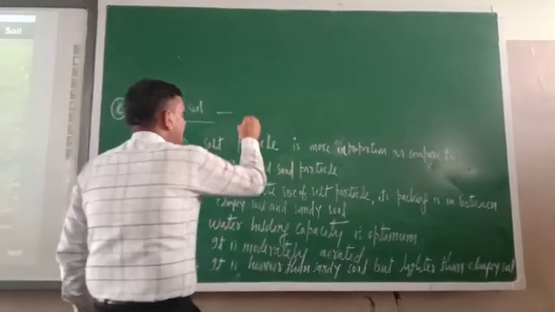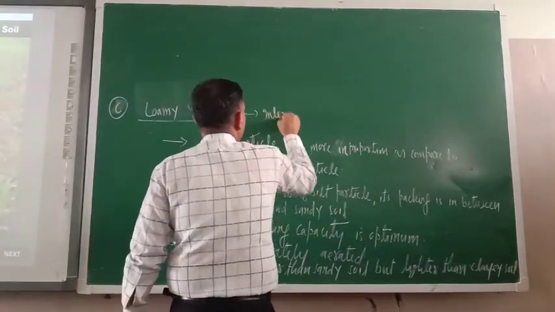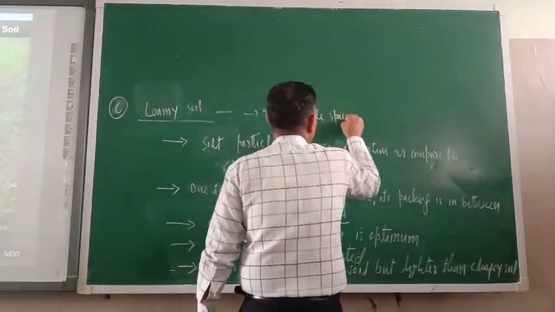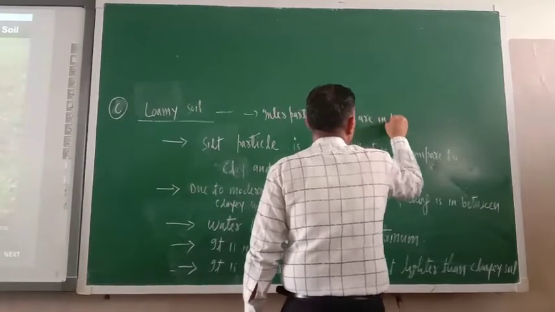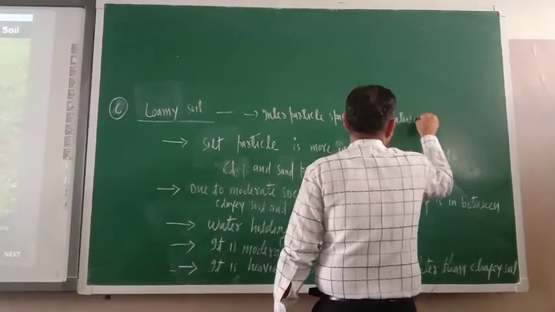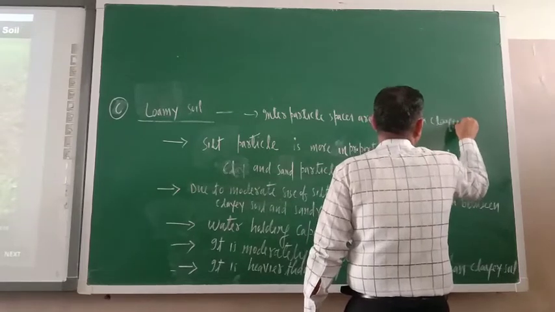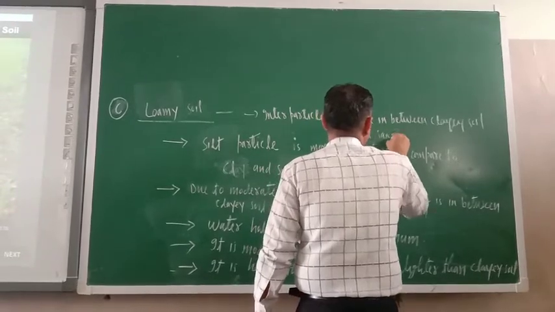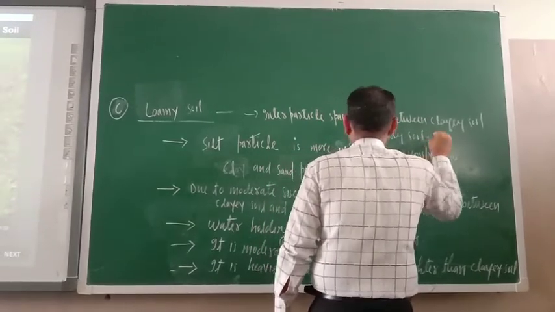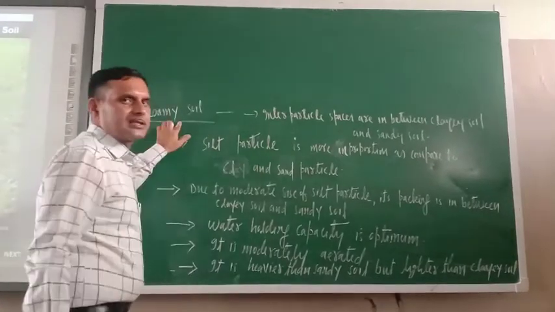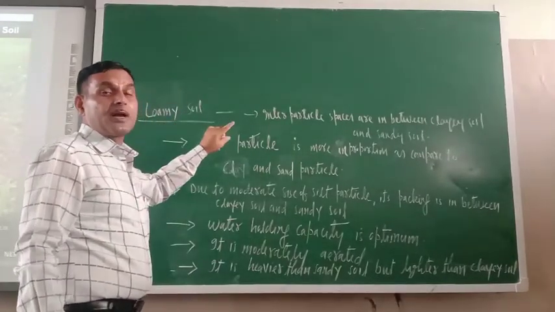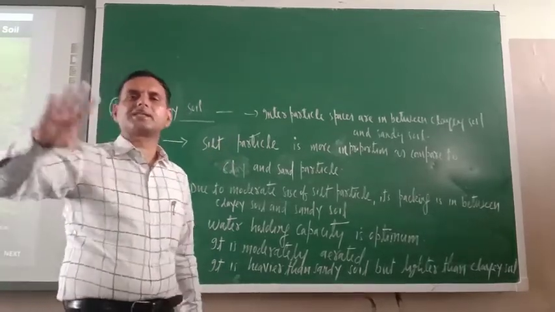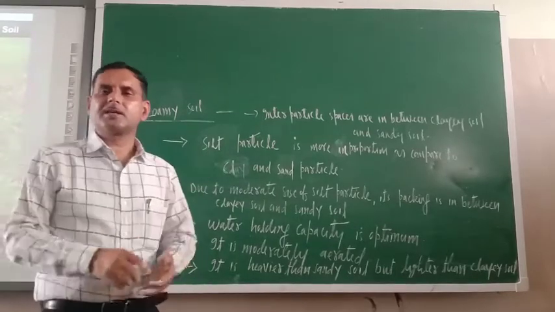One more thing: in terms of interparticle spaces, loamy soil is in between clay soil and sandy soil. Compared to clay soil, the spaces are more, but as compared to sandy soil, interparticle spaces are less. So just see, in a nutshell, what we can say as far as loamy soil is concerned.